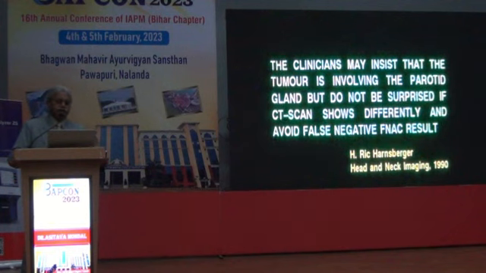The clinicians may insist that the tumor is involving the parotid gland, but do not be surprised if CT scan shows differently. So we usually ignore any parotid gland tumor suggested for FNAC. But see the patient, this is not a parotid tumor. If we had done the CT earlier, we could see that there is a mass in the parotid region with involvement of the soft tissue, pushing out, and there is also some bone destruction, and these are the cells that we got.